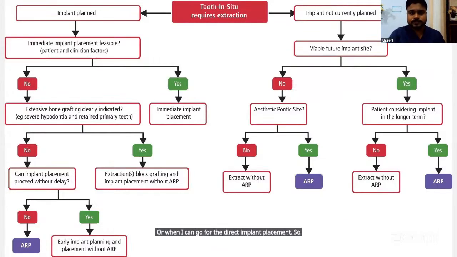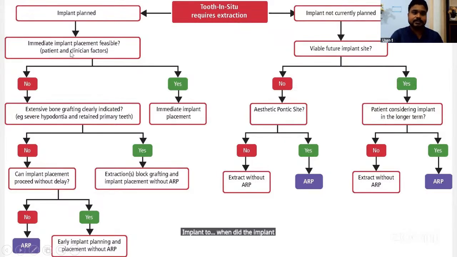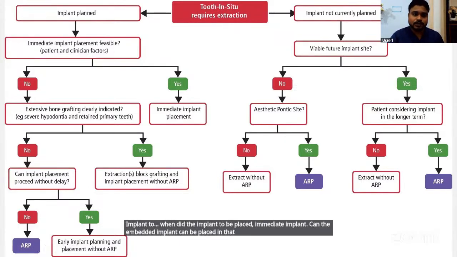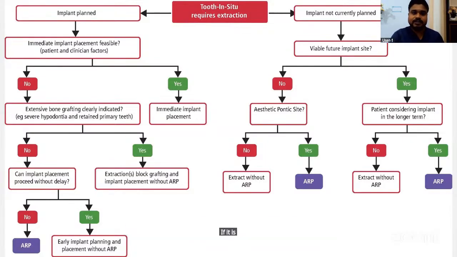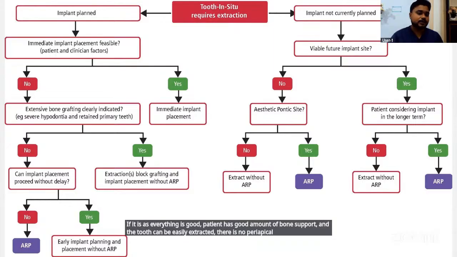So to decide when you have to go for extraction, when there is not an ideal amount of bone present and it requires extraction, when the implant is to be placed, the immediate implant can be placed in that site depending upon the patient factors and the various clinical factors. If everything is good, the patient has a good amount of bone support and the tooth can be easily extracted, there is no periapical lesion, then you can go for the extraction of the tooth and you can go for immediate implant placement.